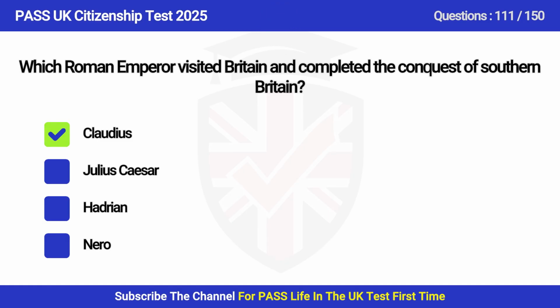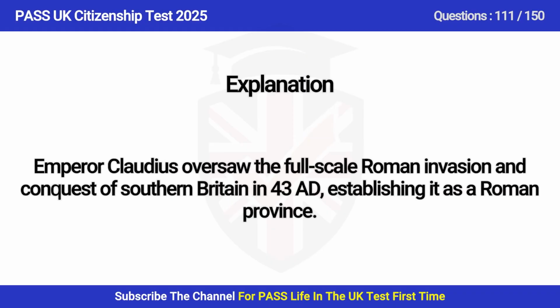The answer is A. Claudius. Emperor Claudius oversaw the full-scale Roman invasion and conquest of southern Britain in 43 AD, establishing it as a Roman province.